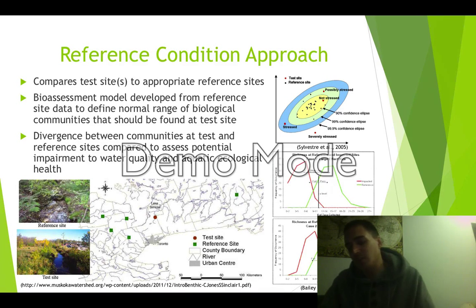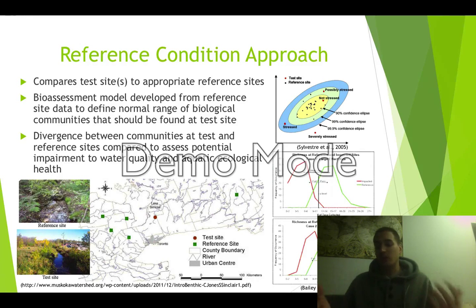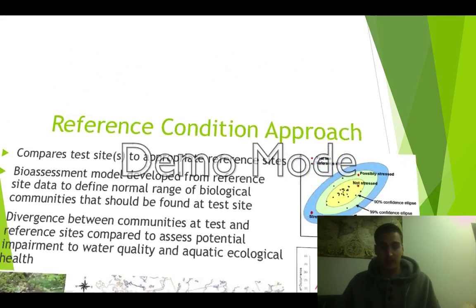Now, with the reference condition approach, the study design begins with the identification of a test site, which is typically a priority area or region of concern based on hydrological or biogeographic boundaries. Reference sites are selected where environmental attributes are similar to the test site but are minimally impacted by anthropogenic forces. A bioassessment model is developed from the reference site data, which is used to define the normal range of biological communities that should be found at the test site if minimally impacted. The test sites are then compared to the reference sites using the bioassessment model, where divergences between the benthos communities at the test sites and the reference sites are compared in order to assess the extent of potential impairment to water quality and or ecological health.